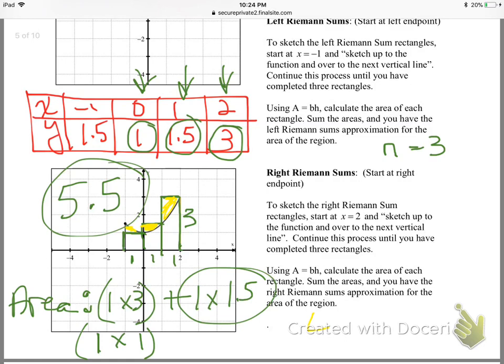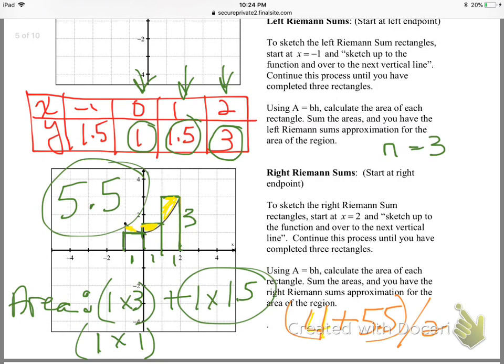So I would say 4. Let me change color because you're not going to be able to see the yellow. Okay, so 4 plus 5.5 divided by 2 could give you an idea of what's the average. So I think when you add those two together, you're going to get 4.75, but we'll do that on the next page.